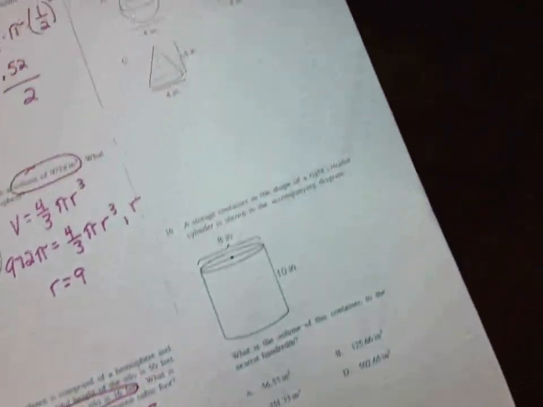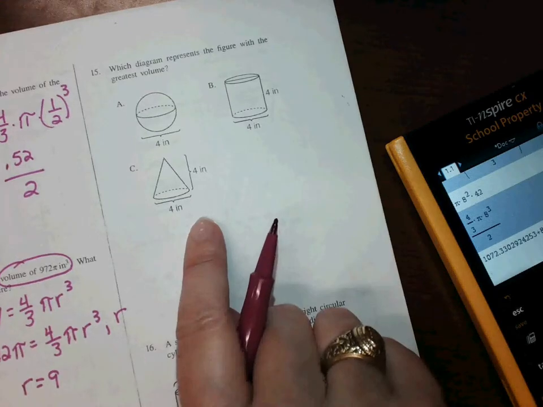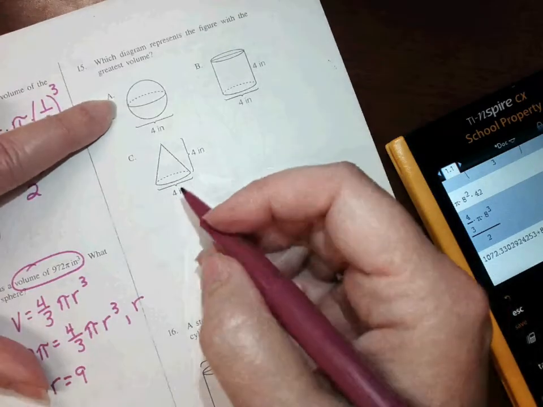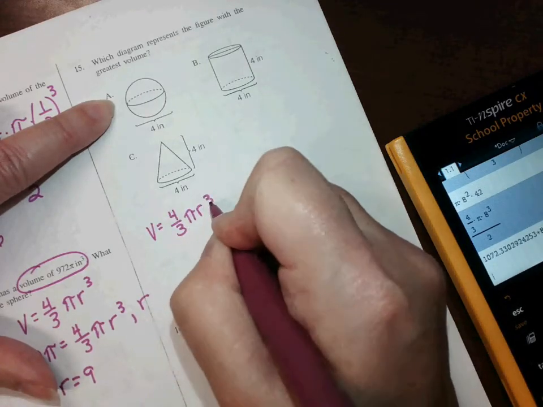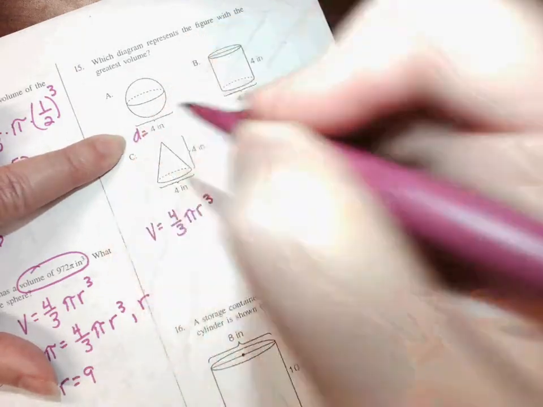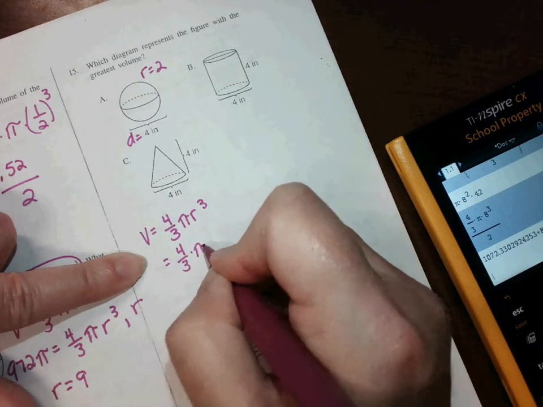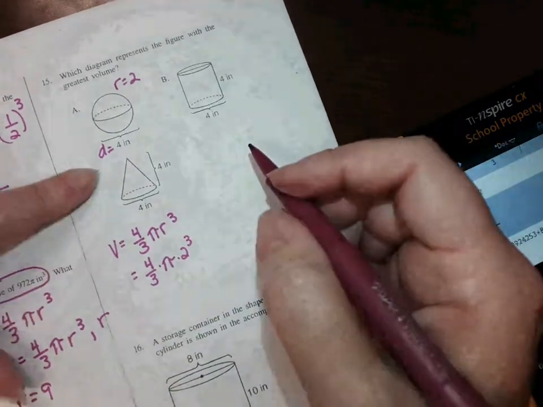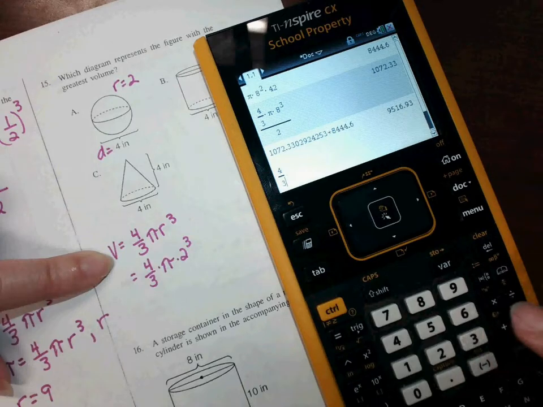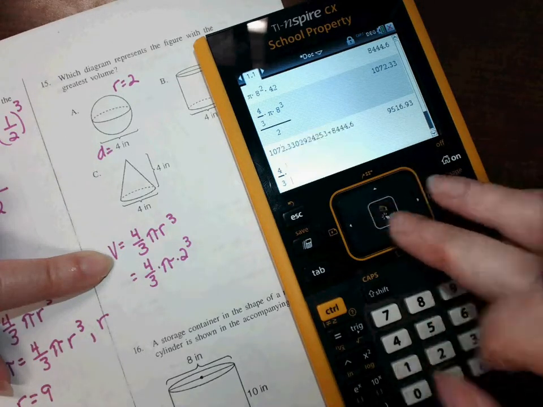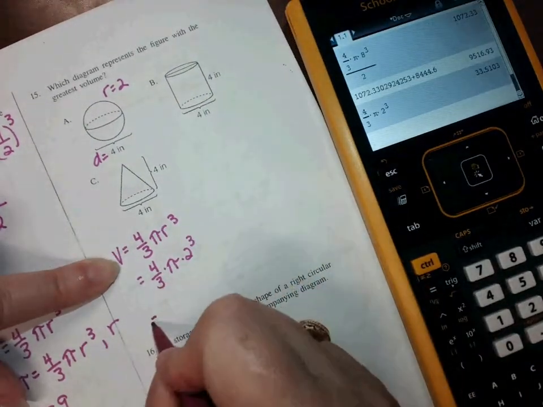Okay. Number 15, which one has the greatest volume? You can't tell by looking at it. You're gonna have to do the work. So for the sphere, I'm gonna write that formula down. 4/3 pi r cubed. The diameter is 4, so that means my radius is 2. So when I fill this in, 4/3 times pi times 2 cubed, and that is 33.5.